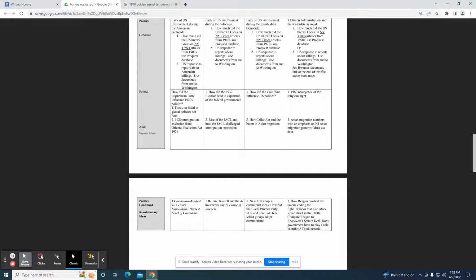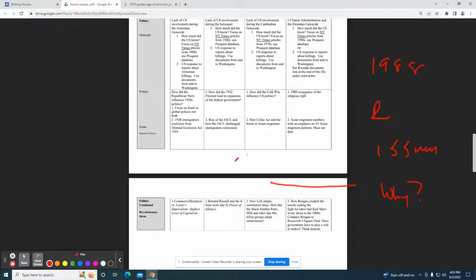All right, politics. Back to politics, the resurgence of the religious right. So you want to look at the 1980s and how the religious right emerges. What are their issues? Why are they emerging as a political force? And the answer is going to rest in either the sexual revolution, abortion, or a decline of family values. So that's what you want to focus on.